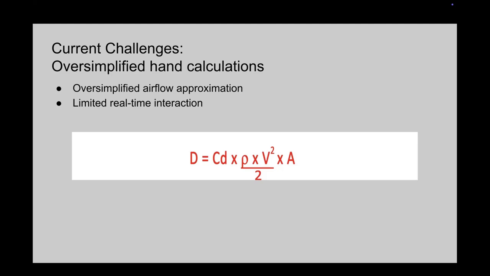Also, hand calculation cannot provide real-time visualization, so it's harder for users to understand how the air changes around different vehicle designs. Since they cannot color the car, right? With hand calculation, it's very hard to let people directly understand those things.